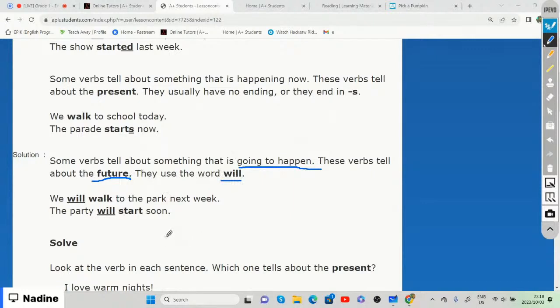I will walk to the park next week. The party will start soon, right? So those are verbs that tell us about the future. Will.